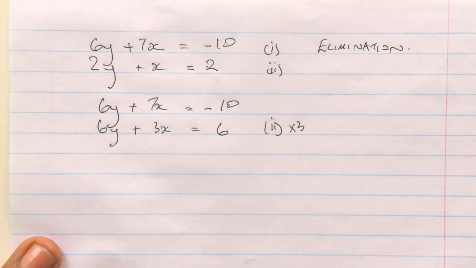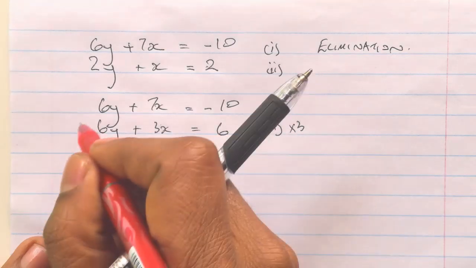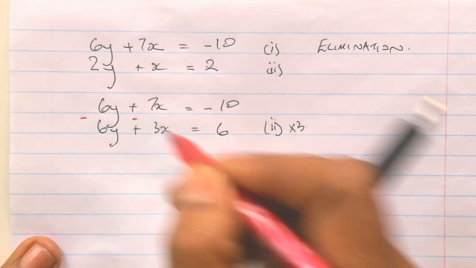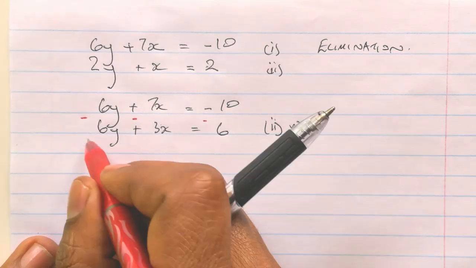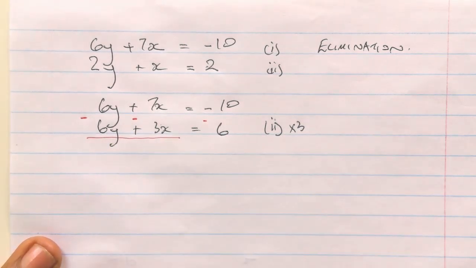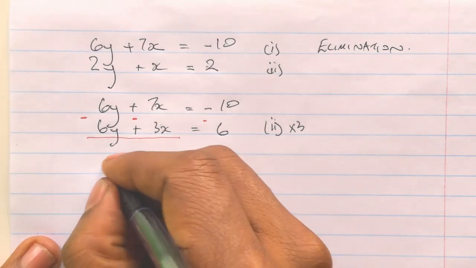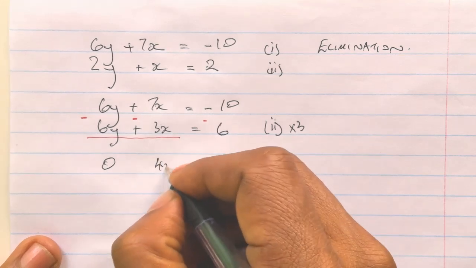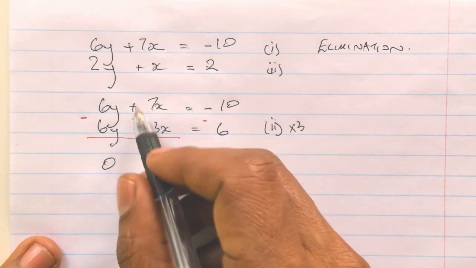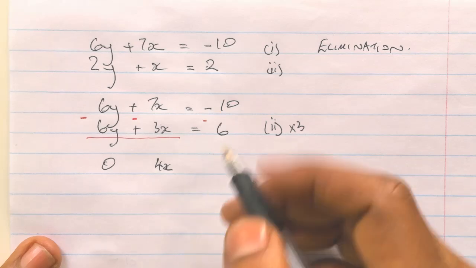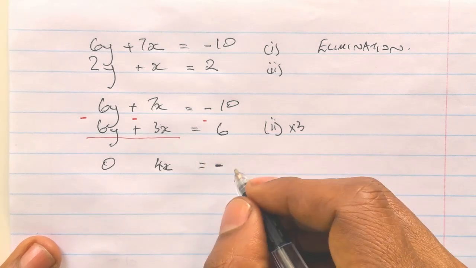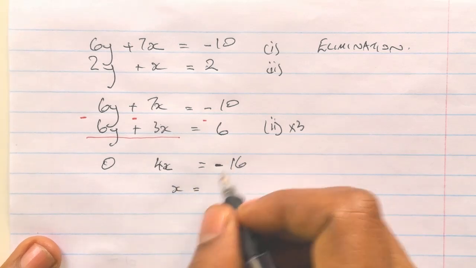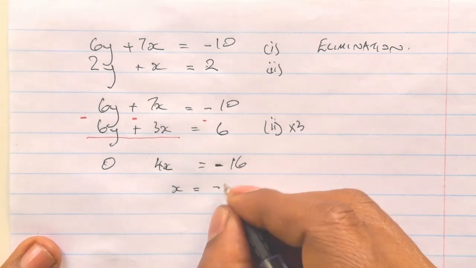Then how do I get rid of this one? I am going to subtract, isn't it? So if I subtract, that will be negative, that will be negative, that will be negative. So what will I have? I will have 0 this side, then this side I will have 7 minus 3, I will have 4x. The bigger one has a positive. Here I have two negative numbers, so I'll have negative 16. Then it means my x will be divided by 4, it will be negative 4.